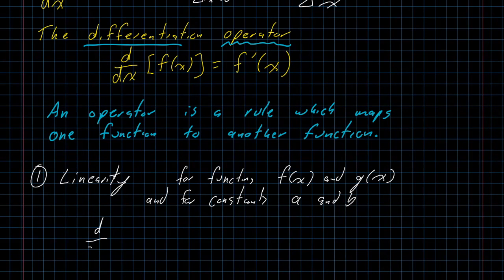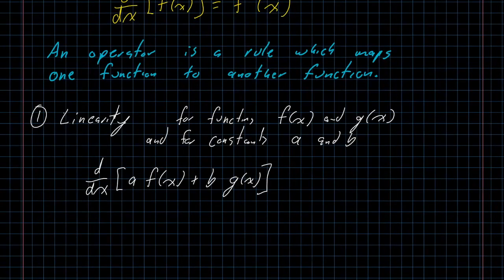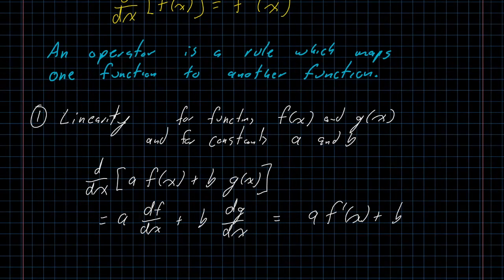the derivative d dx acting on the linear combination a times f of x plus b times g of x is actually going to distribute. You're going to get a times df dx plus b times dg dx. Or if you prefer, a times f prime of x plus b times g prime of x.